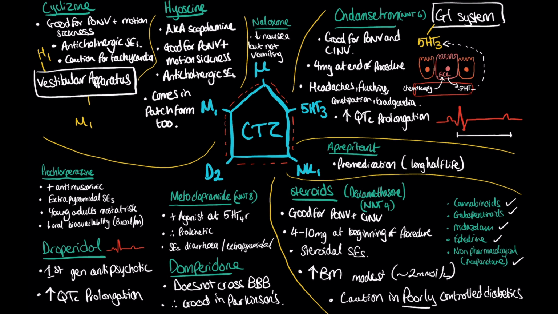The last tip is about numbers needed to treat. Imagine giving your own anaesthetic and your antiemetic strategy as dexamethasone at the beginning of the procedure, ondansetron at the end, and metoclopramide as a rescue antiemetic. The numbers needed to treat are 4, 6, and 8 in that order.